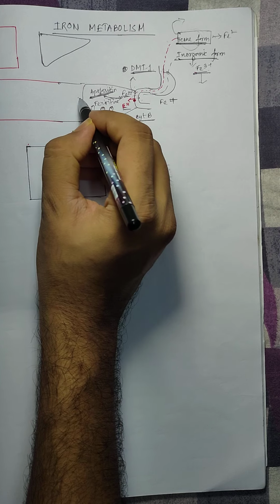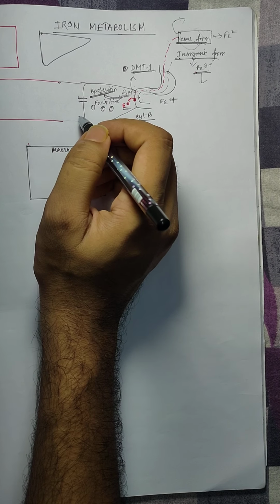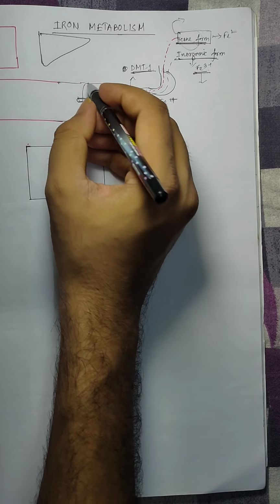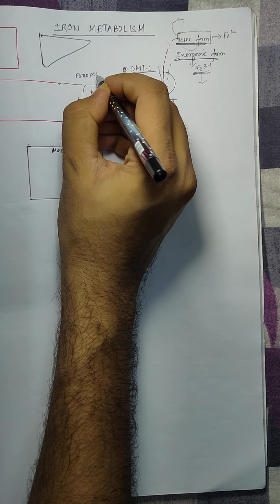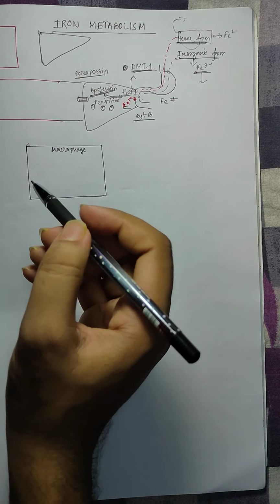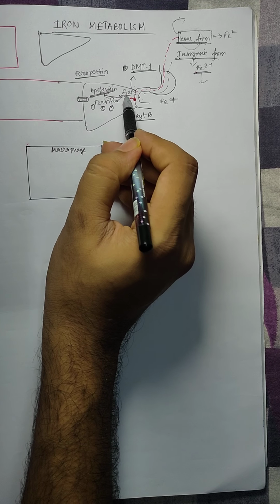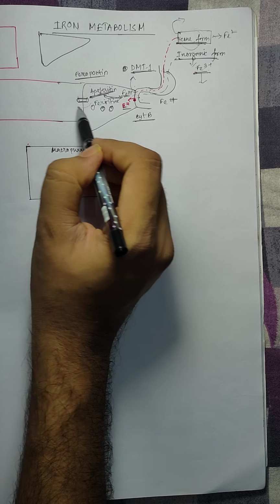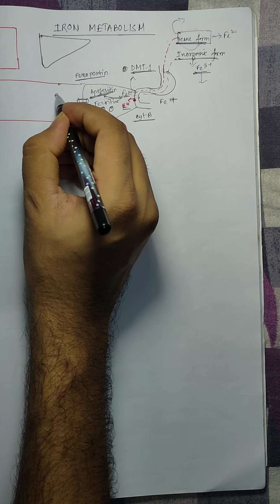There is another channel here known as ferroportin. Now this ferroportin helps to transport this Fe2+ from the enterocyte to the blood. Okay, so it comes here, Fe2+.